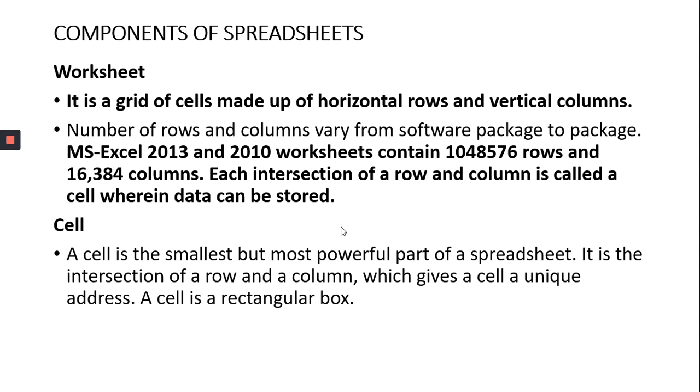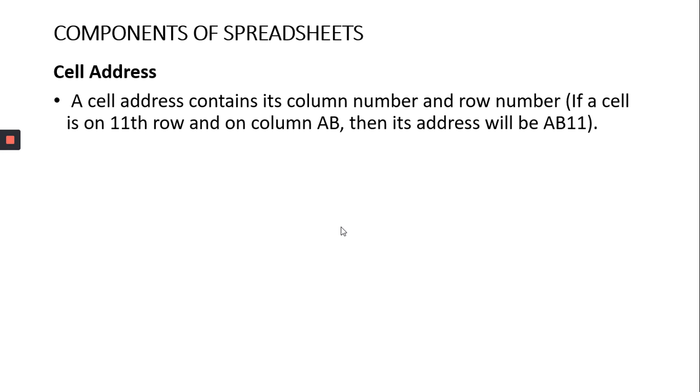It is the intersection of a row and a column, which gives the cell a unique address. A cell is a rectangular box. So far you have seen that. Next, cell address. I explained it to you. I'm going to read it again.